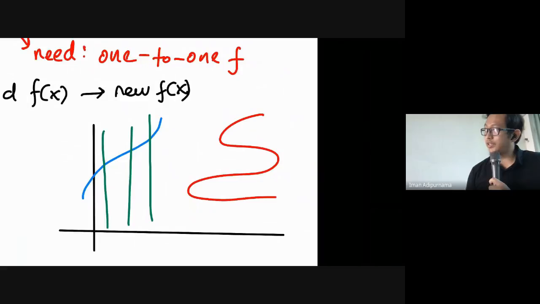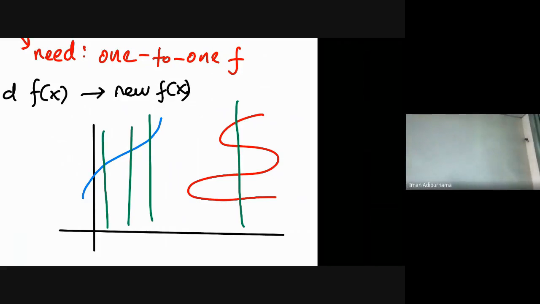But here at the right side, if we cut here, it will have 1, 2, 3, 4 points, right? It's more than one. So we can conclude that this is not a one-to-one function. But the question is, can we make the function inverse? Can we find the inverse?